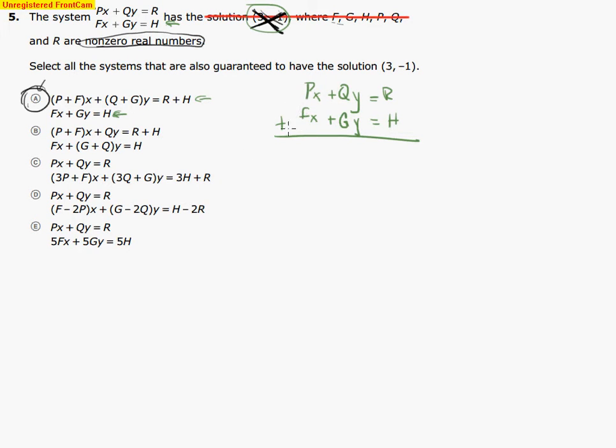So what's P plus F? That would be P plus F, and that is with X. And then I have Q and G, so I'd have Q plus G, again with Y. And then here I just have R and H. If you check, did I get the exact same thing here? Yes, I did. So by combining these two, I was able to build this part and this part. So A is going to be a good solution.